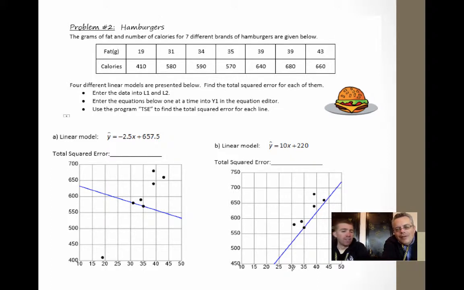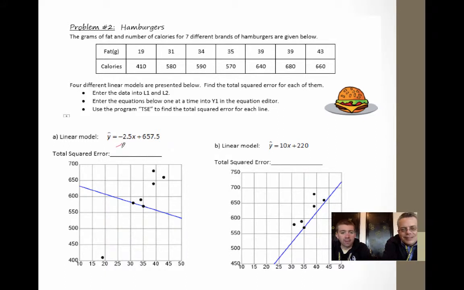Not very good. It is beyond very good. It's pretty awful, horrible. It's going the wrong way. Our line has a negative slope, and the data has a positive association. So we would expect a total squared error that's really, really bad. And it is. So on our magical sheet, what is our total squared error?